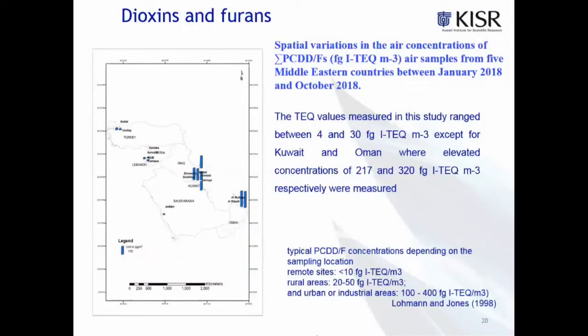So typically, dioxin and furan concentrations depend on the sampling location. Remote sites are normally below 10 femtograms per cubic meter, while rural areas are 20 to 50, and urban or industrial areas from 100 to 400 femtograms per cubic meter.